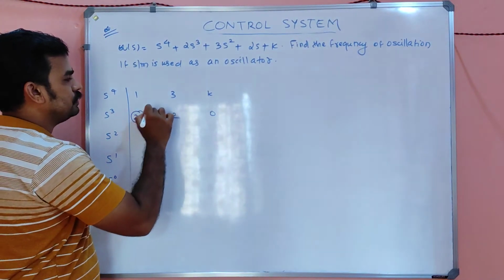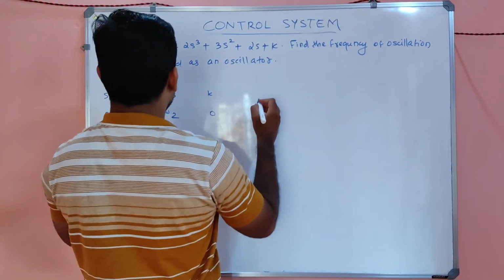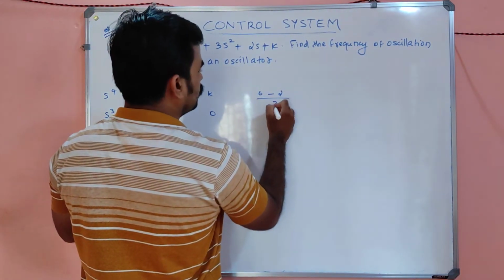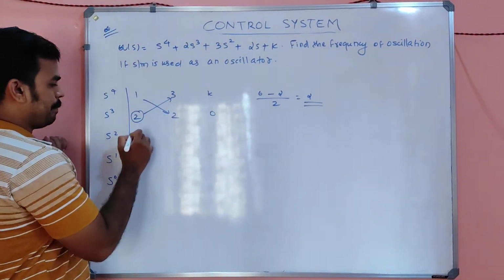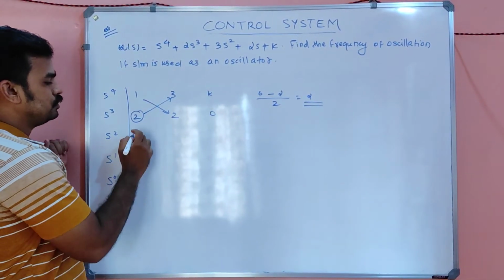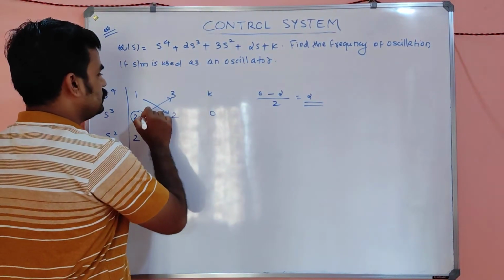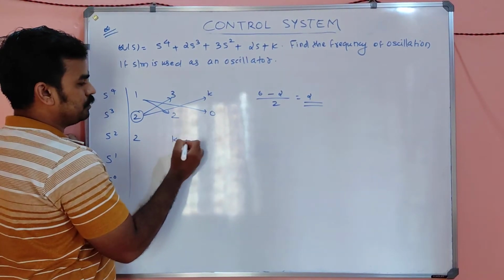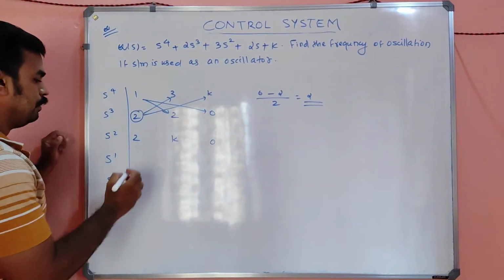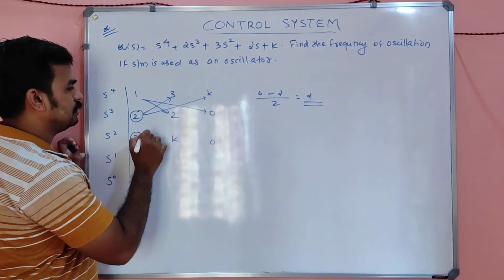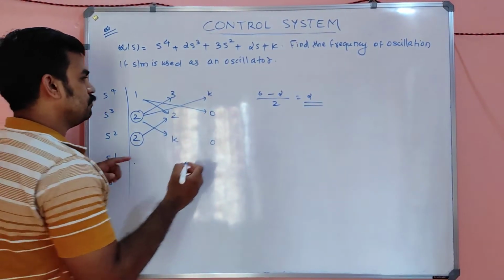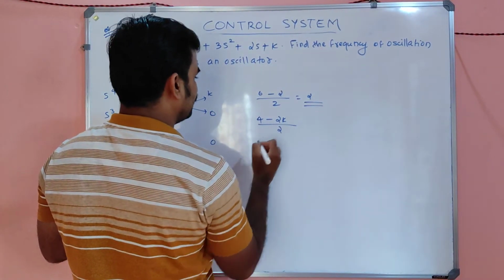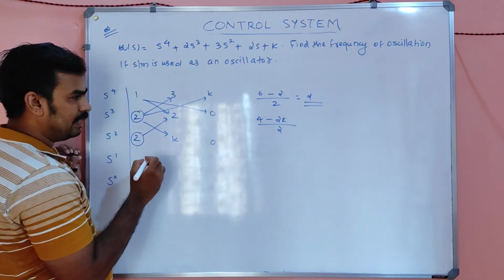So what will be this element, my dear? Focus on this into this minus this into this. So it will become 6 minus 2 by 2, the answer is 2. And the next element is this into this minus this into this divided by 2, so it simply gives k. Another is 0. And what will be this element, my dears? Focus on this into this minus this into 0 by this, which means 4 minus 2k divided by 2, or simply 2 minus k. Am I right?